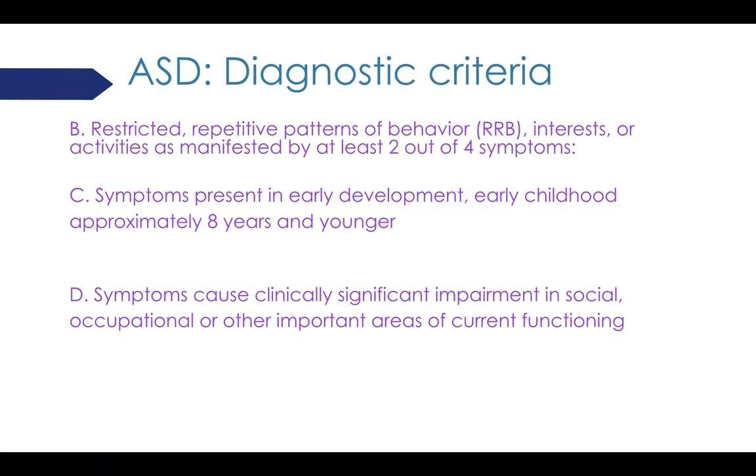The next area is B. This is restrictive, repetitive patterns of behavioral interest or activities, manifested by at least 2 out of 4 symptoms. C, symptoms persist in early development, early childhood, at approximately 8 years of age or younger. And then under D, symptoms cause clinically significant impairment in social, occupational, and other important areas of function.